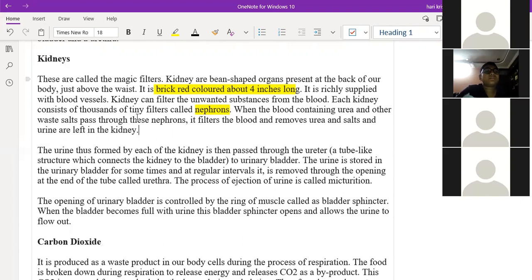Good. So the urine thus formed by each of the kidneys then passes through the ureter. What is the ureter? That's what we studied in the diagram, right? A tube-like structure which connects the kidney to the urinary bladder. The urine is stored in the urinary bladder for some time, and at regular intervals it is removed through the opening at the end of the tube called the urethra. The process of ejection of urine is called what? What is the process of ejection of urine?